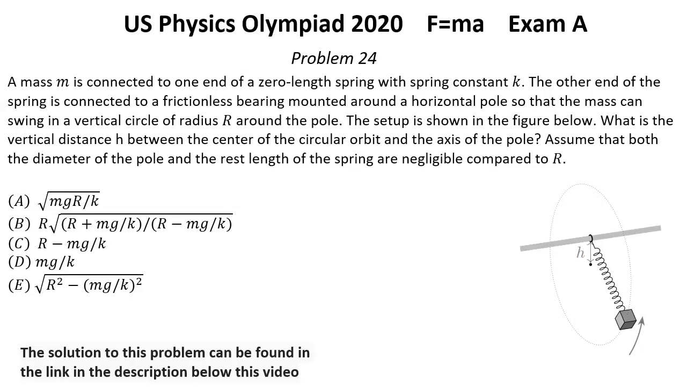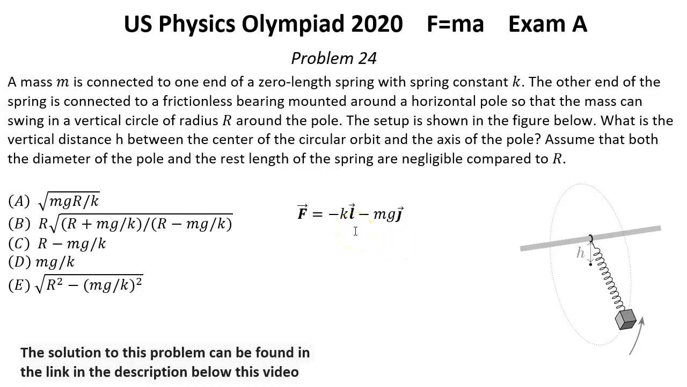Solution for problem number 24. This problem could be solved using a vector form. Let's write the equation for the total force acting on our mass. So total force equals negative K multiplied by vector L minus mg multiplied by unit vector j in the vertical direction.